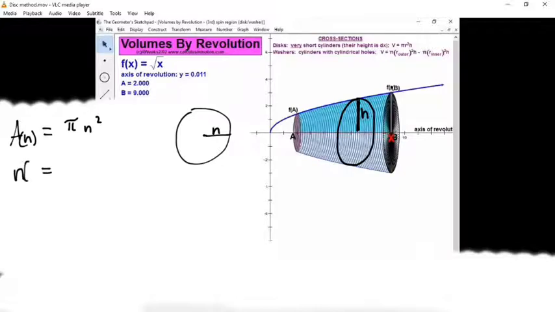Now I want to write n in terms of x. Why? Because my function is in terms of x and we're rotating around the x-axis. Or you can say that the n is perpendicular to the x-axis, just like our other volumes using cross sections that we did before. So what is our n in this case? How do we define the distance from here to here?